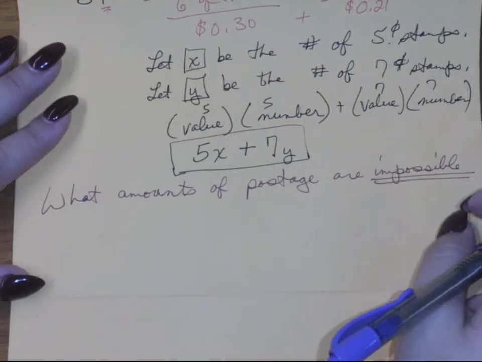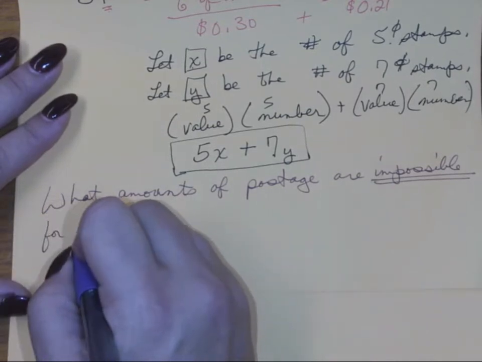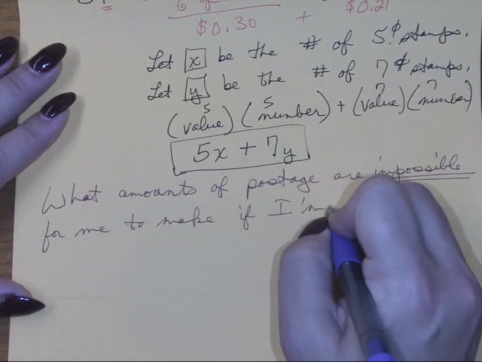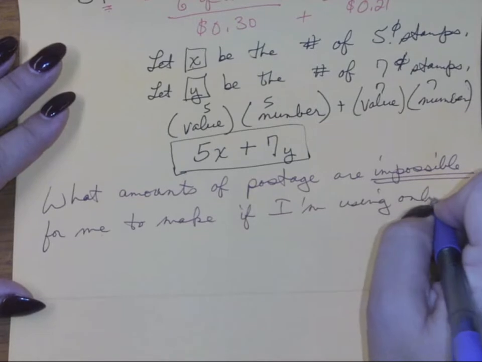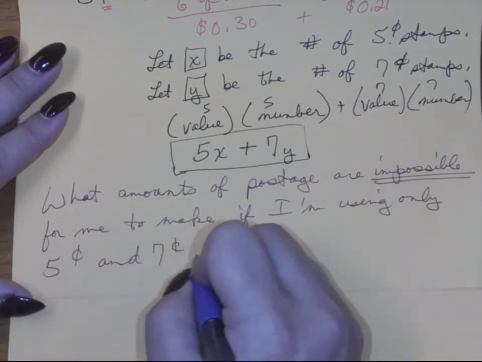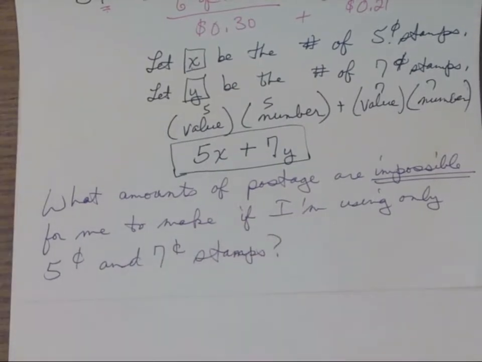Really important, impossible for me to make if I'm using only 5-cent and 7-cent stamps. Okay, so it's kind of an interesting question because we will see as we look into the number theory here a little bit that some weird stuff will happen to us later as we go on. So far, though, we don't know much about how to work with these things.